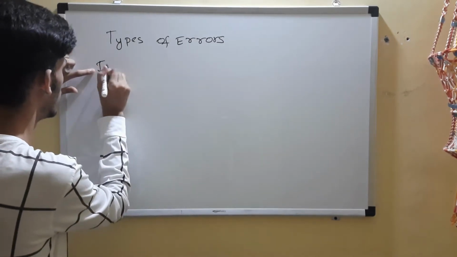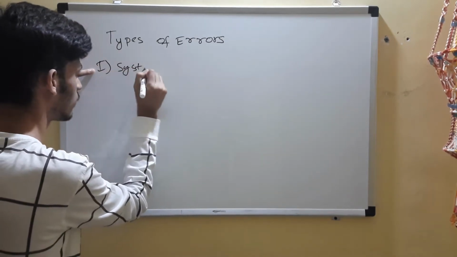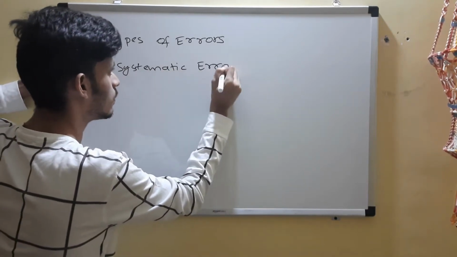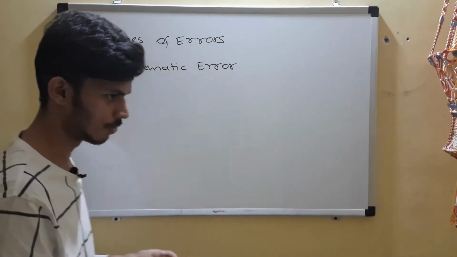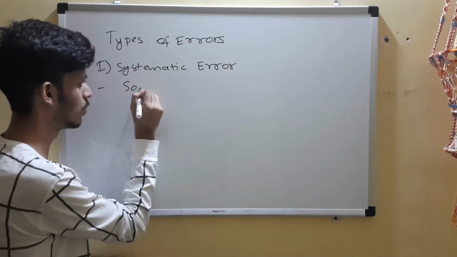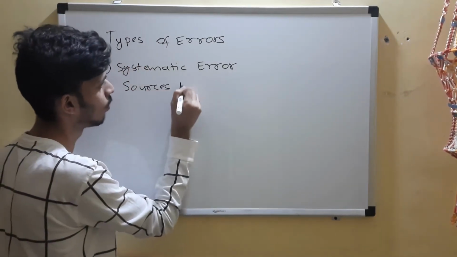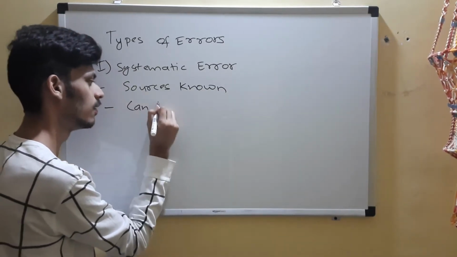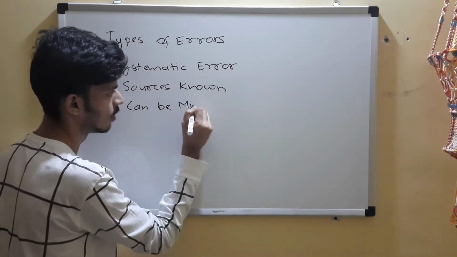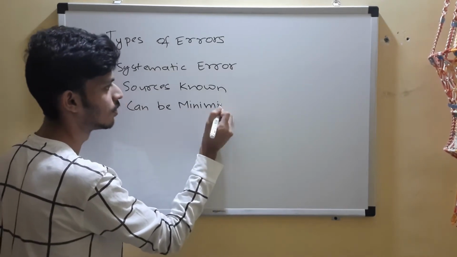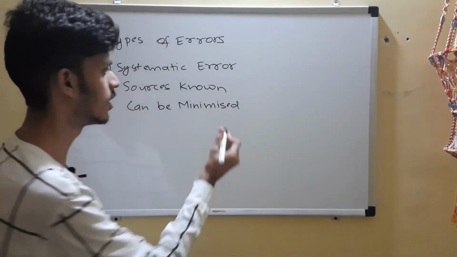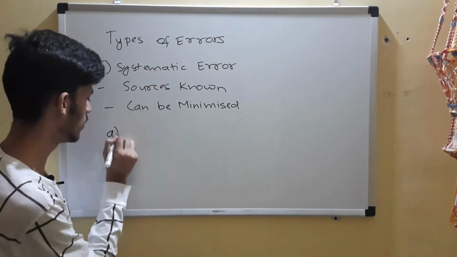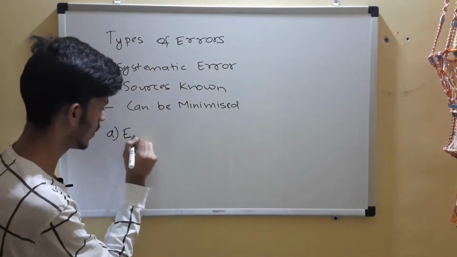So the first one is systematic error. These are the errors whose sources are known. I'm writing it in point form. Source is known and those which can be minimized. You know from where the error is emerging and you can minimize that. Under this we have three. The first one is experimental.